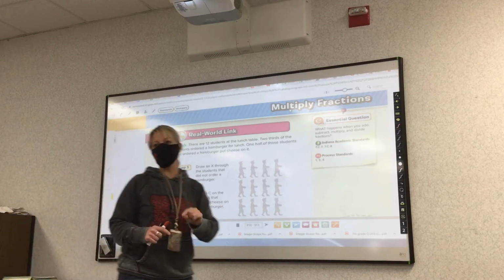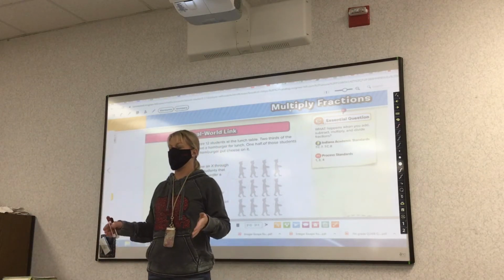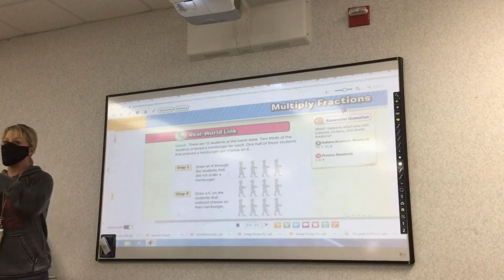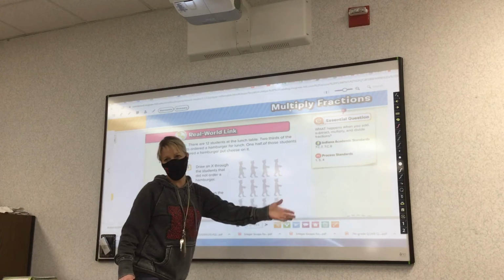When we added and subtracted fractions, how did I make you write it? Up and down. Up and down. When you're going to do multiplying and dividing, I always want them going across.